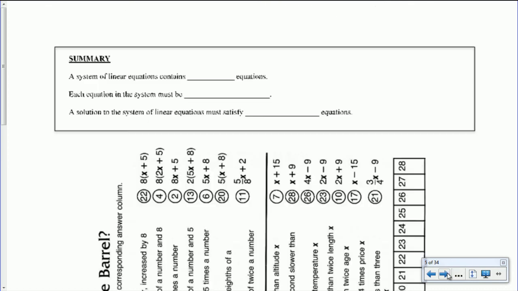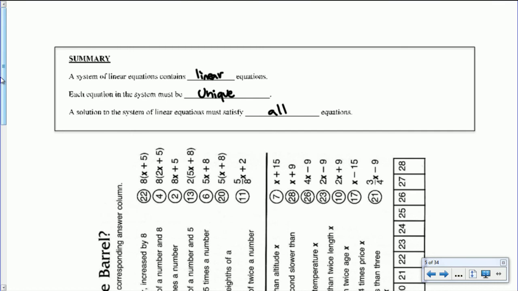Okay, in summary, a system of linear equations contains linear equations. Each equation in the system must be unique, and a solution to the system of linear equations must satisfy all equations.